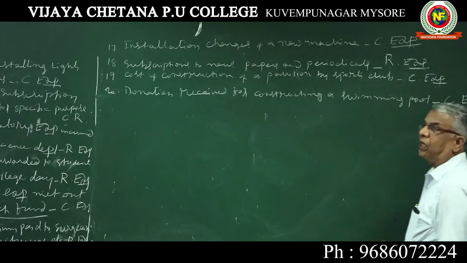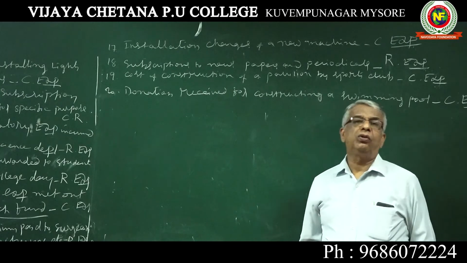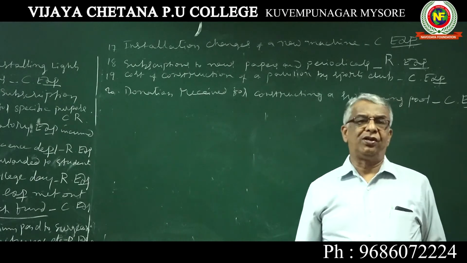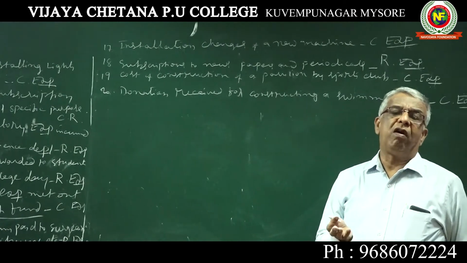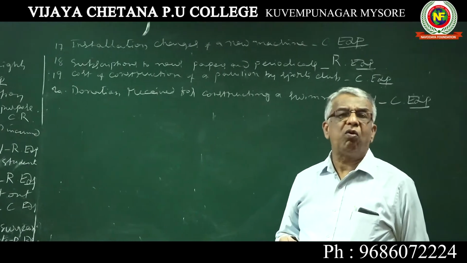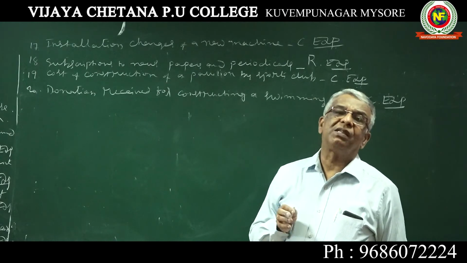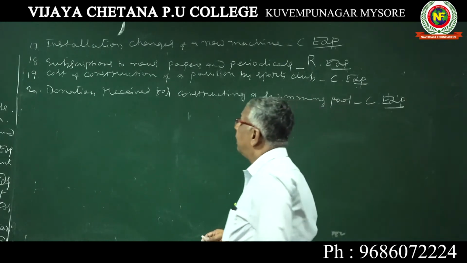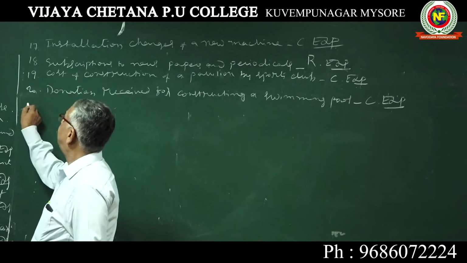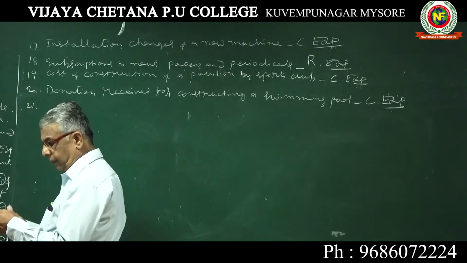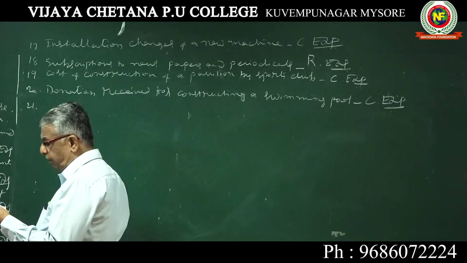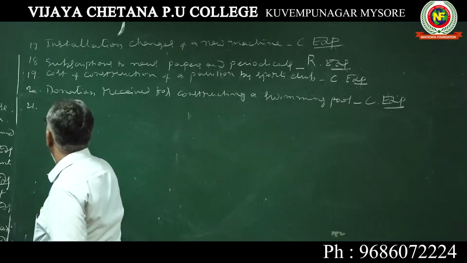Once they have constructed a swimming pool, they are going to use that swimming pool over a longer period. They may use that swimming pool for 5 years or 10 years, whatever may be the case. So therefore, it is a capital expenditure. Then the 21st, carriage paid on goods purchased.